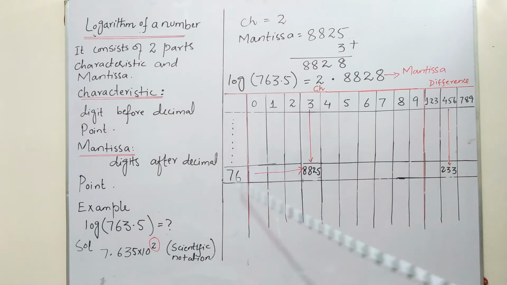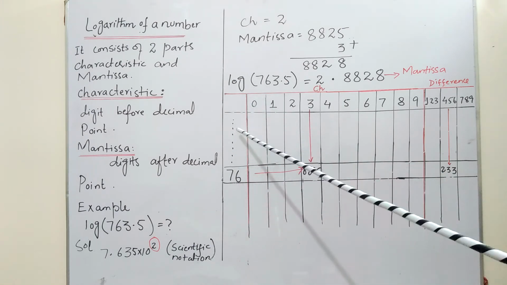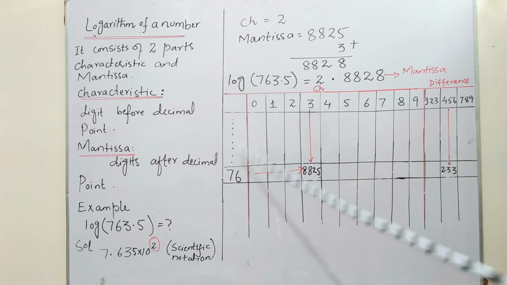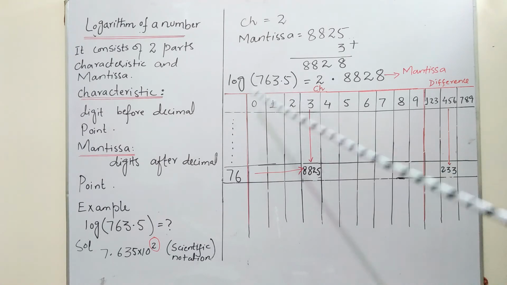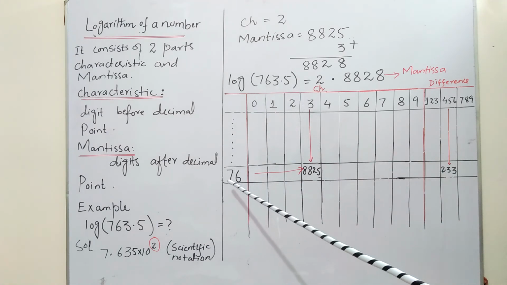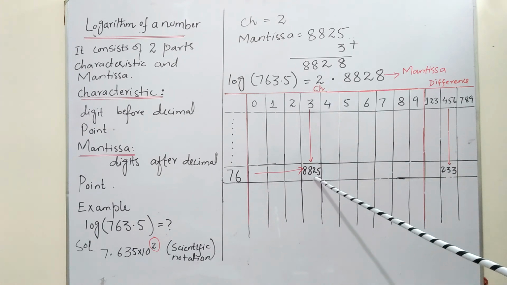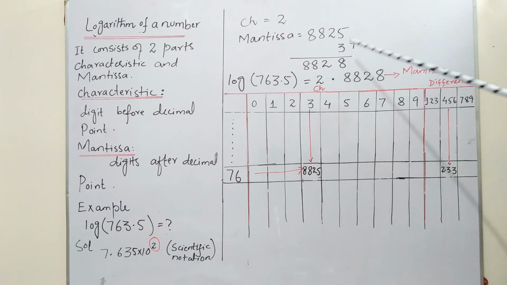In your logarithm table, go to the first column and when you reach the number 76, the next digit in your case is 3. So look for 76 in the same row, under the column headed by 3. The value is 8825. Note down this value, 8825.